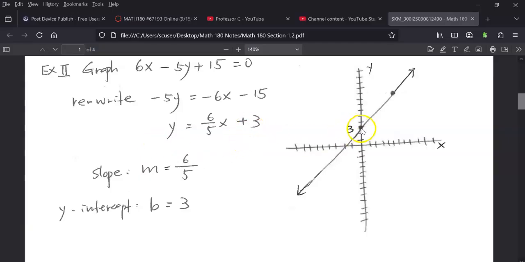So once we have the equation, the y-intercept is 3. So we're going to start at the 3 on the y, and the slope is rise over run. So it's 6 going up, 5 going over. So we're going to go up 1, 2, 3, 4, 5, 6, and then 5 over. That's our second dot. When you connect the line, then this line represents all solutions to 6x minus 5y plus 15 equal to 0.